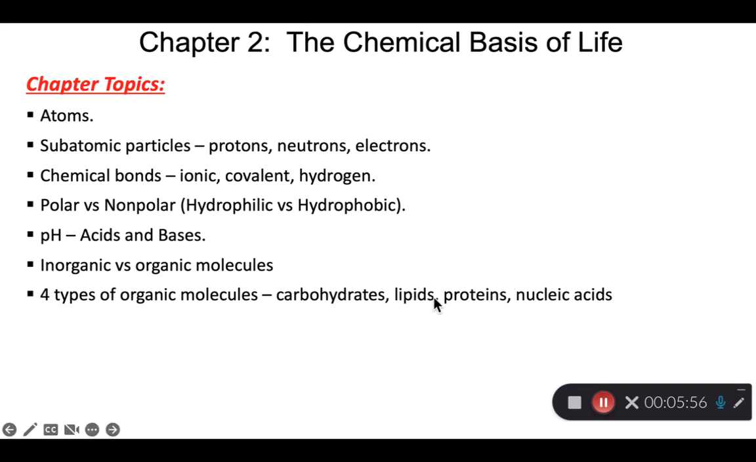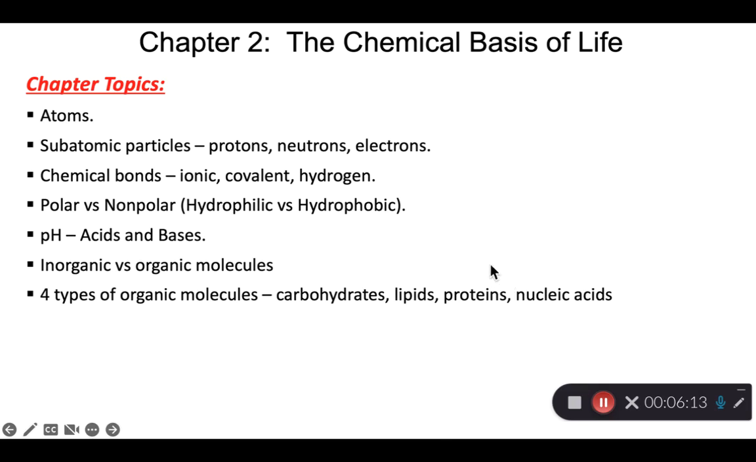Lipids are going to include things like your fats and oils, which are triglycerides. We'll also learn about cholesterol as a lipid, and steroids are lipids.